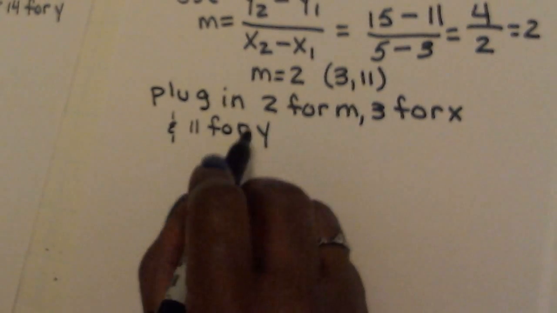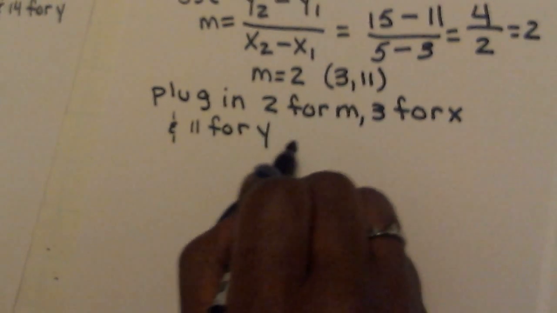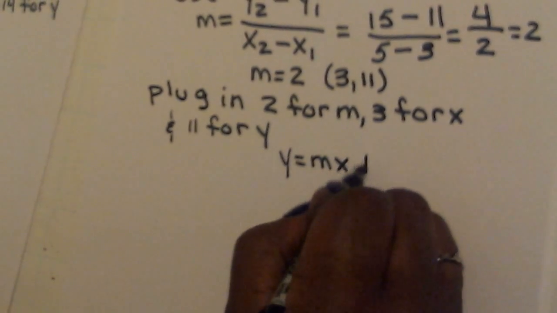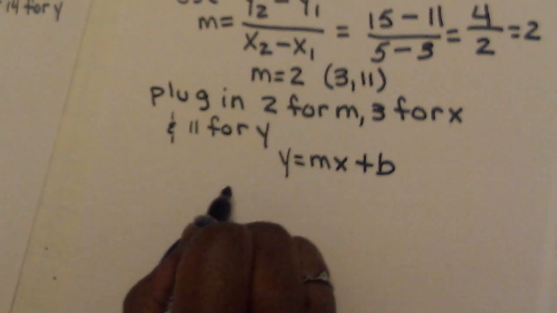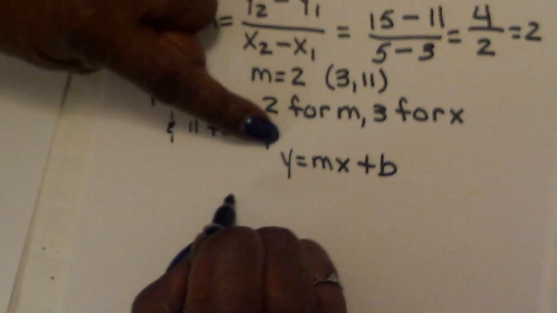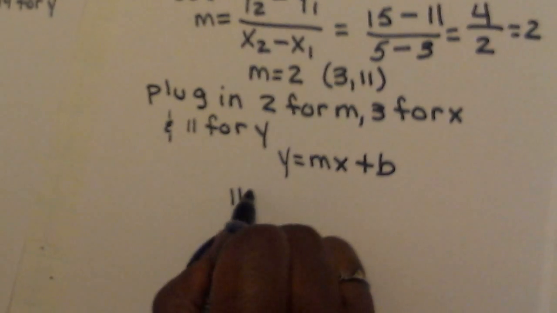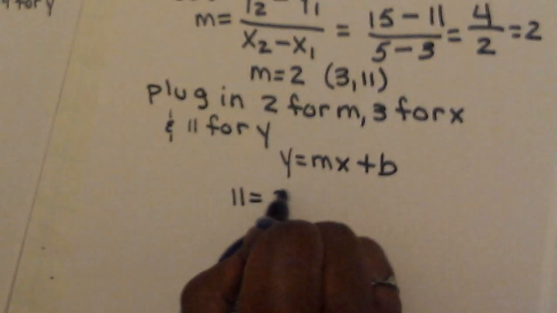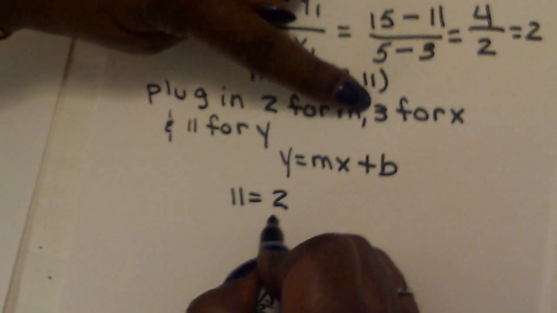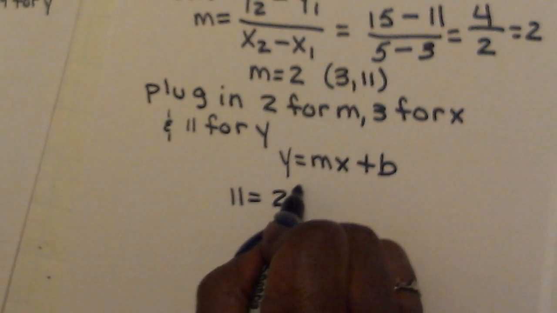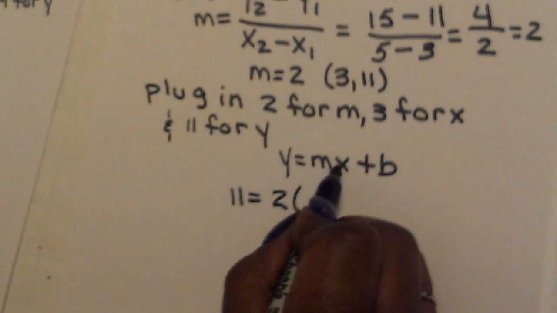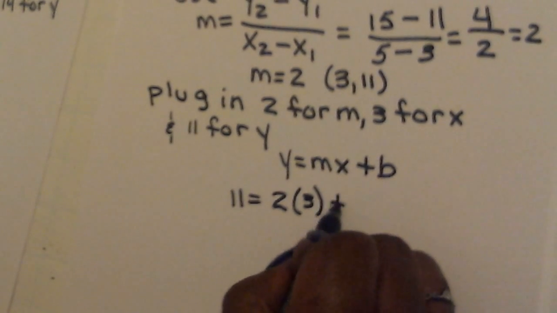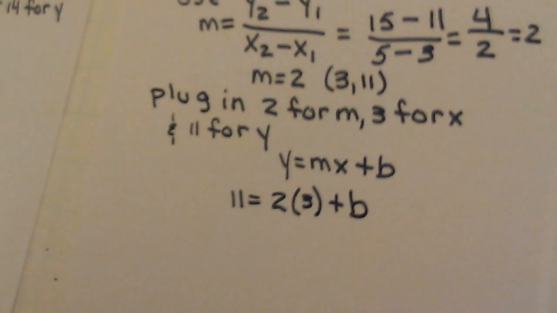So using the form of the equation, remember we're using y equals mx plus b. So I'm going to plug in 11 for y. I'm going to plug in 2 for m. And I'm going to plug in 3 for x. And since this is m times x, I'm going to write it like this. We don't know what b is, so I'm just going to write b.